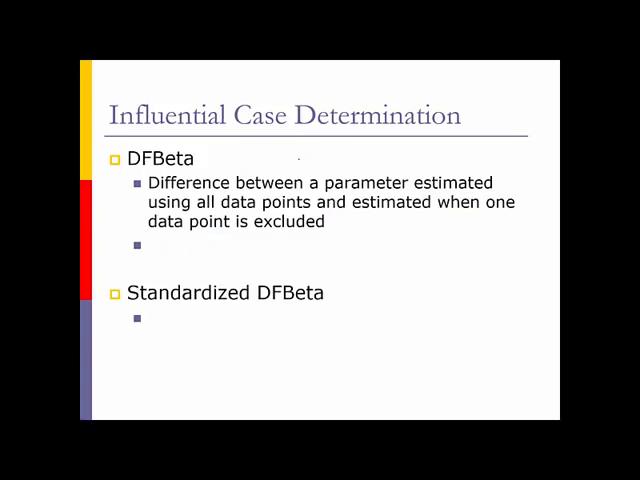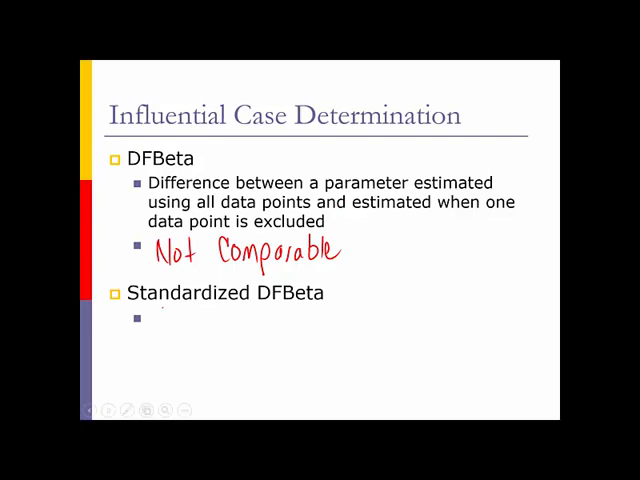Something else that we could look at is what we call a DF beta. The difference between a parameter estimated using all the data points and when one data point is excluded. Just like anything else, it's not comparable. So what do we need to do? We need to calculate a standardized DF beta. What do you think we do? We either divide by the standard deviation or the standard error, because that's what makes things standardized.